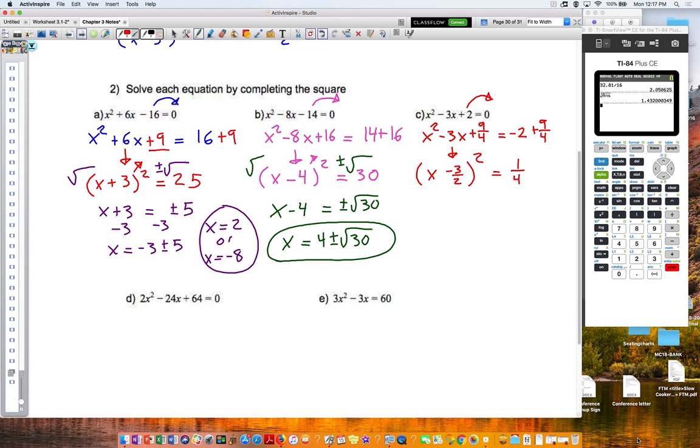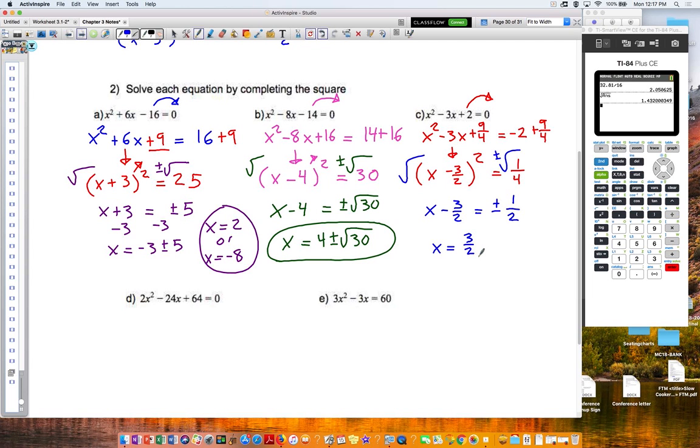So now, square root both sides. So if I square root this side, square root this side, plus minus, I have x minus 3 halves equals plus or minus, well, the square root of 1 is 1. The square root of 4 is 2. Ooh. So now all I have to do is add 3 halves to both sides.